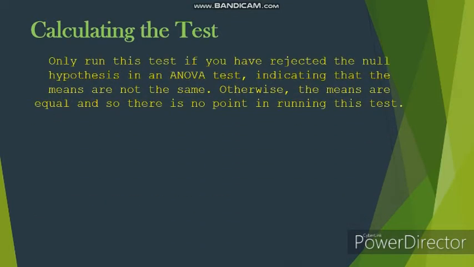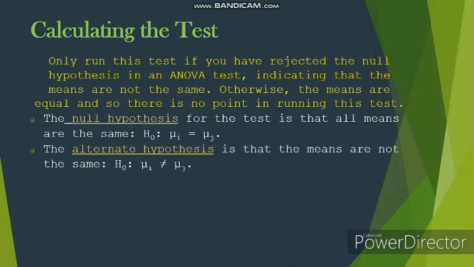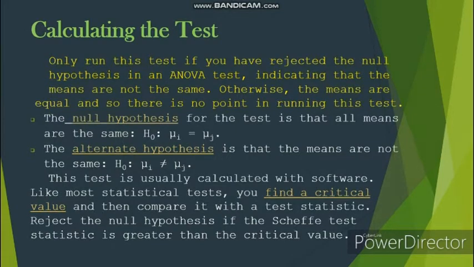Calculating the test. Only run this test if you have rejected the null hypothesis in an ANOVA test, indicating that the means are not the same. Otherwise the means are equal, and so there is no point in running this test. The null hypothesis for the test is that all means are the same. The alternative hypothesis is that means are not the same. This test is usually calculated with software.